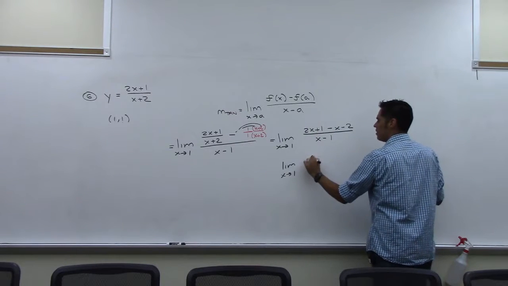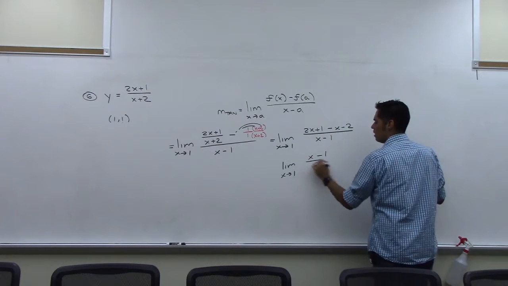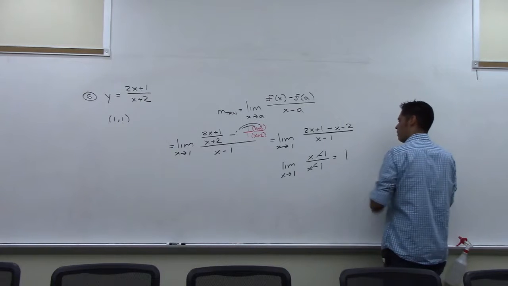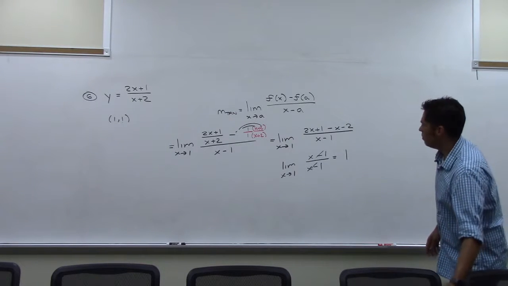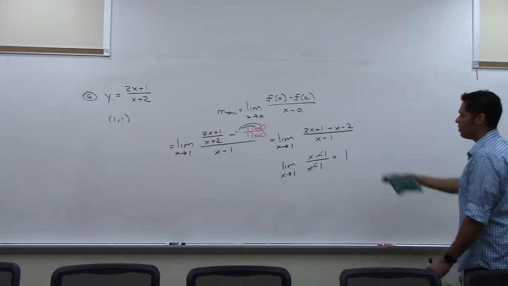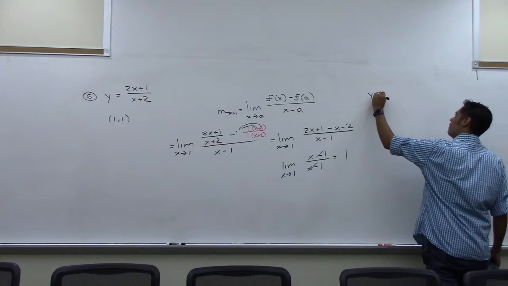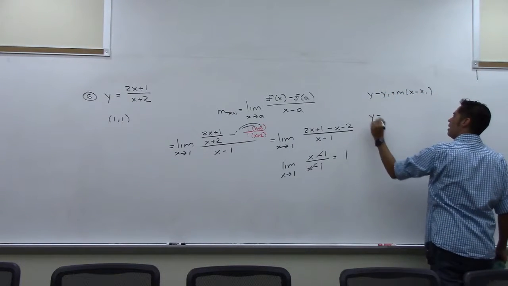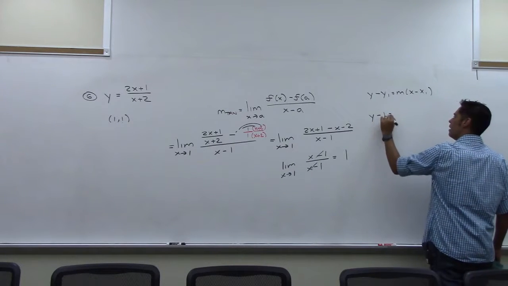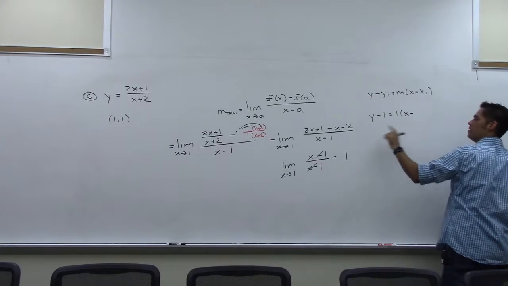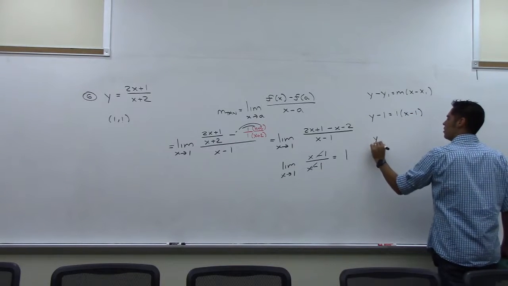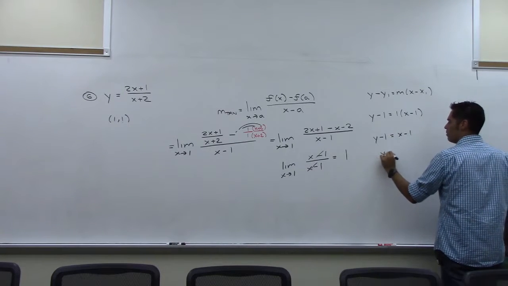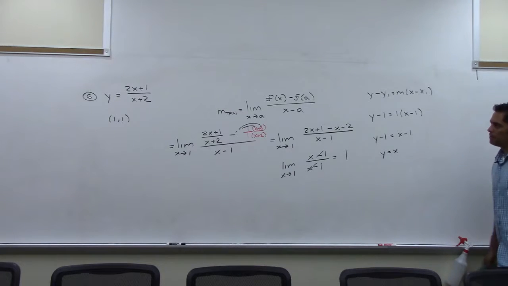Oh, this is real nice. We get 2x minus x, that's x. 1 take away 2 is minus 1. And man, these just go away right away. This is just 1. So the limit is 1. And that's the slope of our tangent line. So now we say y minus y1 equals m times x minus x1. So y minus 1 equals the slope, which is 1, times x minus x1, which is also 1. So this is just y minus 1 equals x minus 1. And if we add 1 to both sides, you get y equals x. Interesting. Interesting.